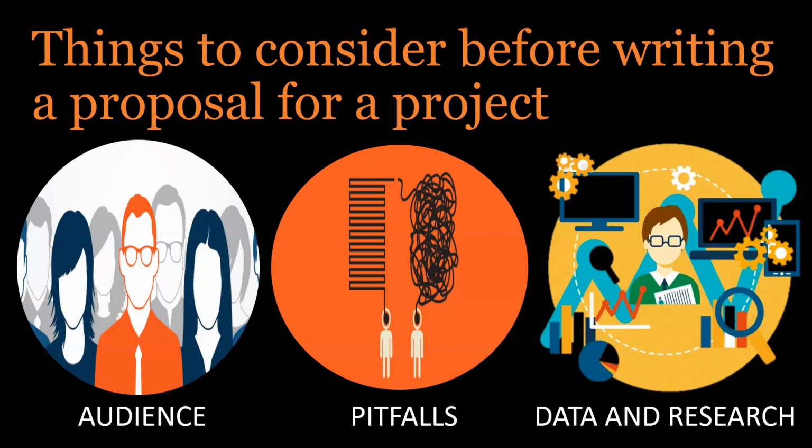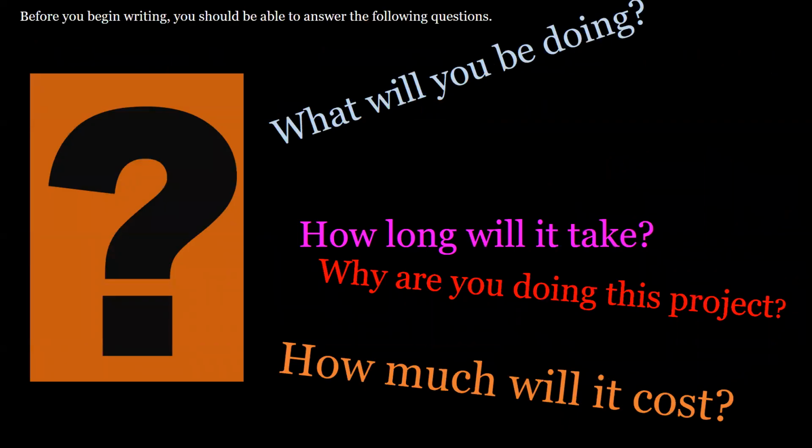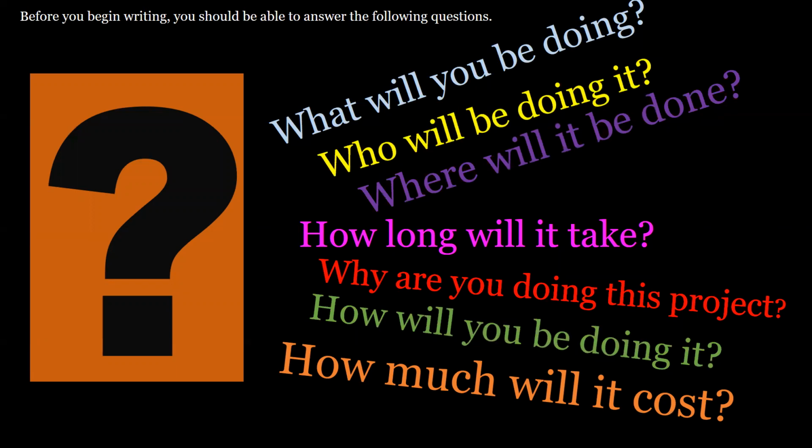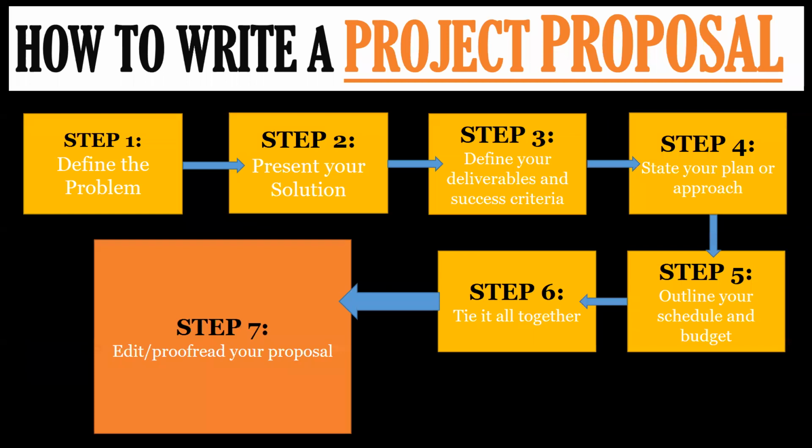Okay, so before you begin writing, you should be able to answer the following questions. What will you be doing? How long will it take? How are you doing this project? How much will it cost? How will you be doing it, or where will it be done, or who will be doing it? So these are the questions that should already have an answer before you write a proposal. Now we move on to how to write a project proposal.